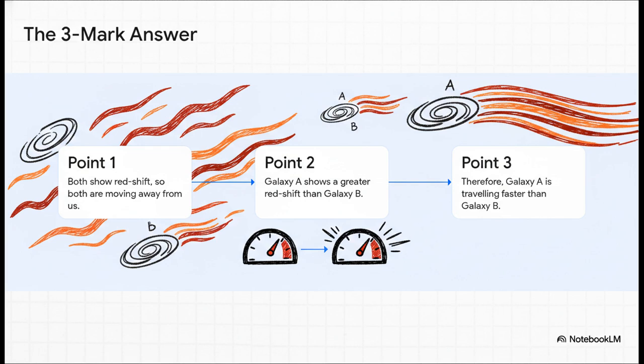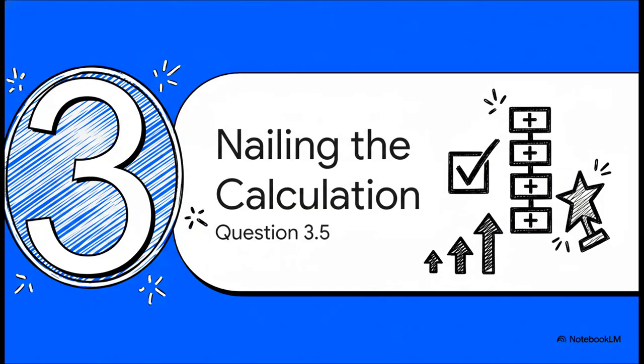Here it is, word for word from the mark scheme. Mark number 1, you state that both galaxies show redshift, which means they're both moving away from us. Boom. Mark number 2, you compare them. You point out that galaxy A's lines have shifted more than B's. And for the third and final mark, you connect the dots. A bigger redshift means it's moving away faster, so A is faster than B. It's a perfect chain of logic. 1, 2, 3. All right, it's calculation time.